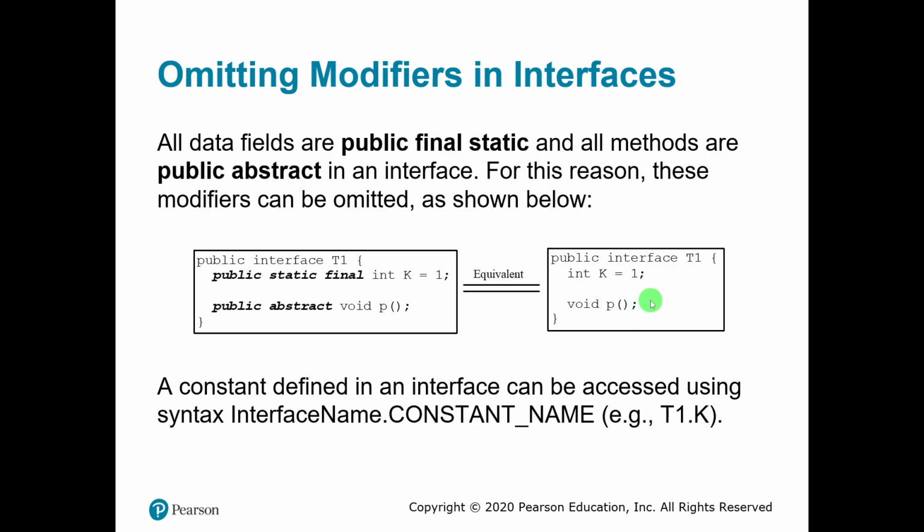Same thing for any constants that you have. So here we have an integer called K. It is static and final, meaning it's a shared constant. You don't have to write public, static, and final for those constants. You can just write int K. If it's in an interface, it is automatically public, static, and final. The methods are automatically public and abstract. So you can leave those out.